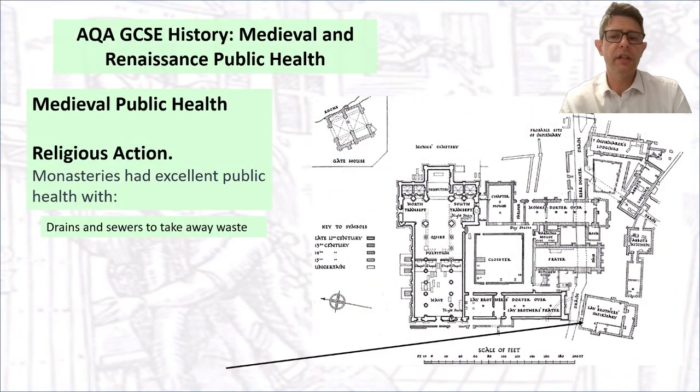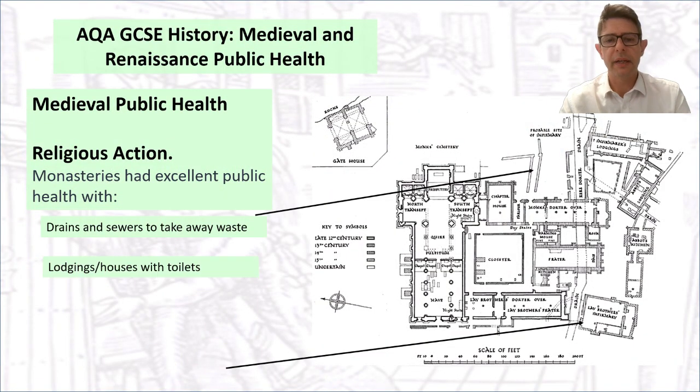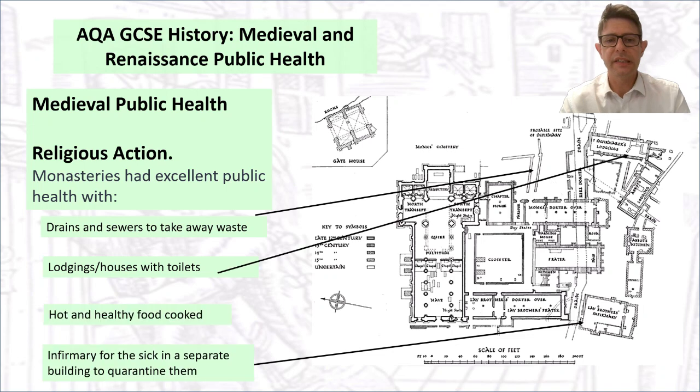So some of the old Roman ideas about public health remained important in monasteries and in religious places. They might have drains and sewers to take away waste. They might have toilets. They might have hot and healthy food cooked and growing herbs and healthy foods in their gardens. They would also provide care for the sick with infirmaries to help sick people, and this might involve helping the poor who are sick as well.